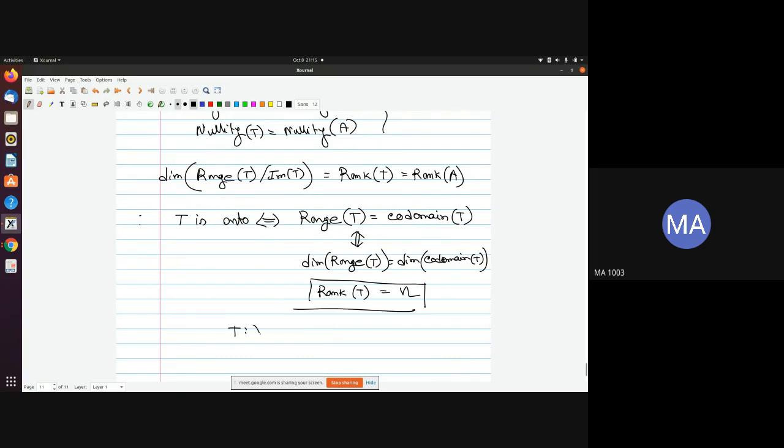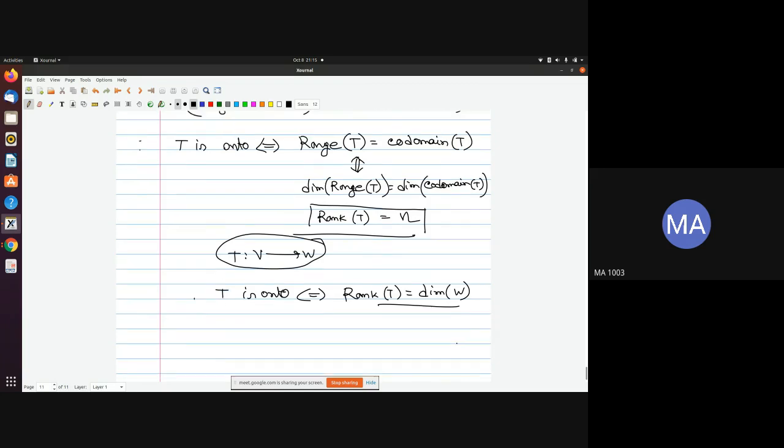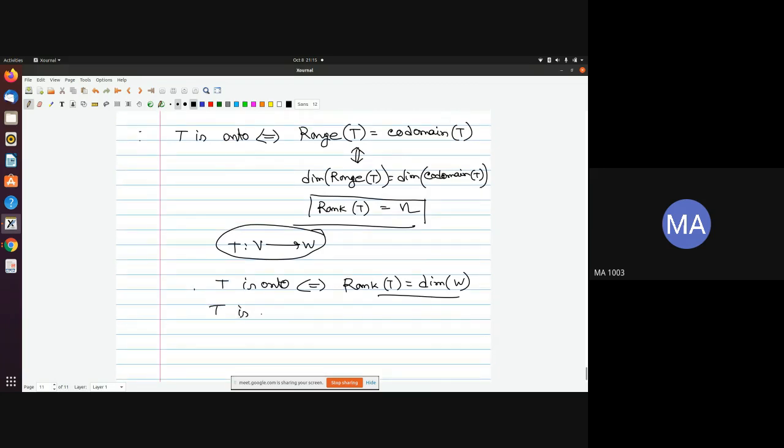So in general, if T is from V to W, not Rn to Rn, any V to W, T is onto if and only if the rank of T is the same as the dimension of W. Clear? If T is 1 to 1, as I said earlier, the nullity is 0. These two are the main results.